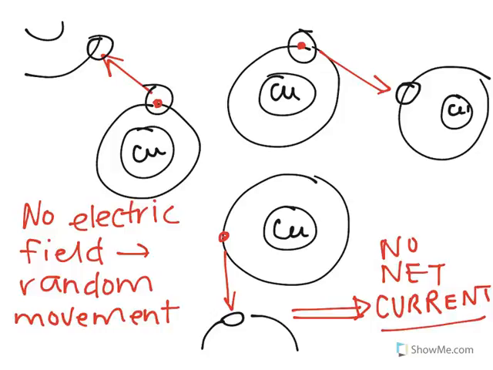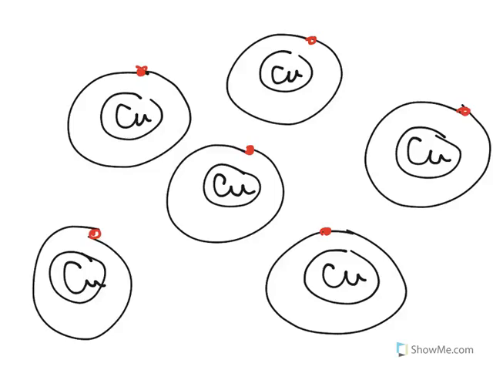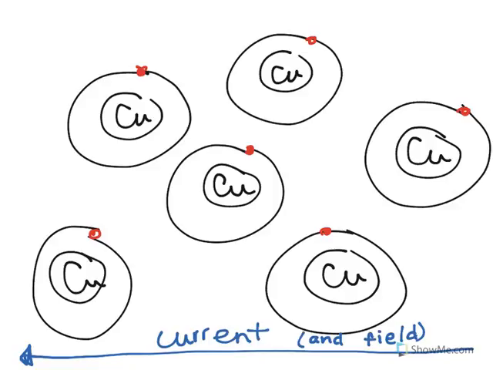Now let's take a look at what happens when there is an electric field, and that's when we're going to start to see a real current appear. So here we have a microscopic view of some copper metal, and we're going to apply an electric field to it and see what happens when a current is actually traveling. So this is going to be the direction of my current. That's also the direction of my electric field.